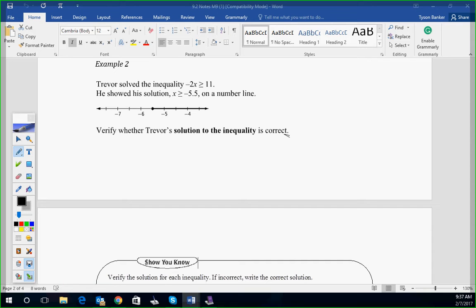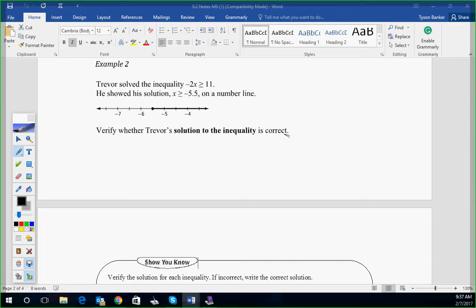Luke? By putting negative 5.5 into the equation. Okay, good, but we actually don't need to put 5.5 in. We can put anything bigger than 5.5. I'd go with something easier, because he's saying it's all answers bigger. So I'd probably put negative 5. Let's stay away from decimals. If I put negative 5 in here, what's negative 2 times a negative 5? Positive 10. Is 10 bigger than 11? No, so he's incorrect. His solution set right now is wrong.